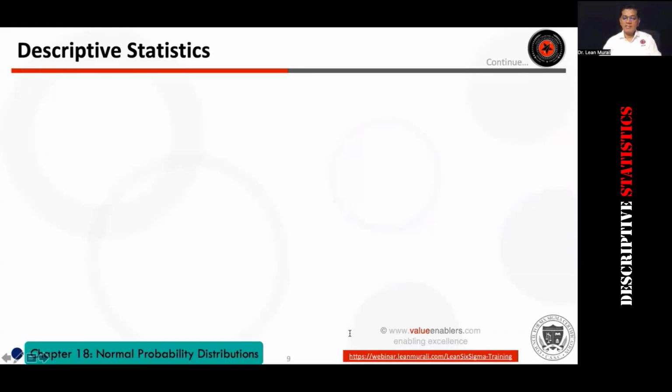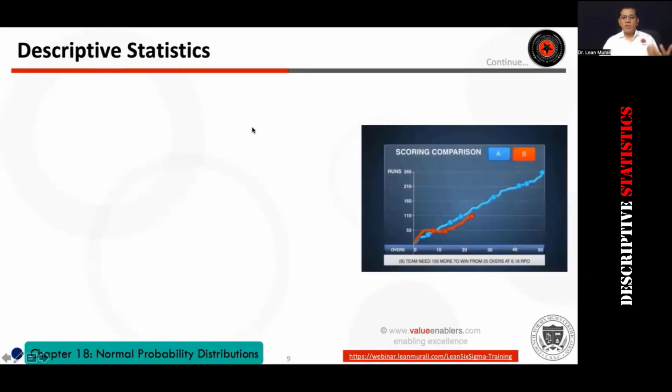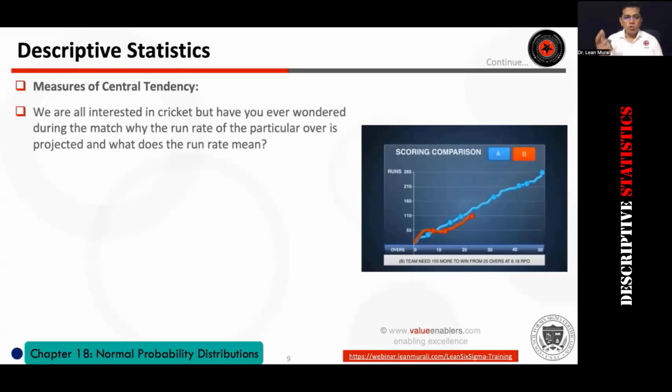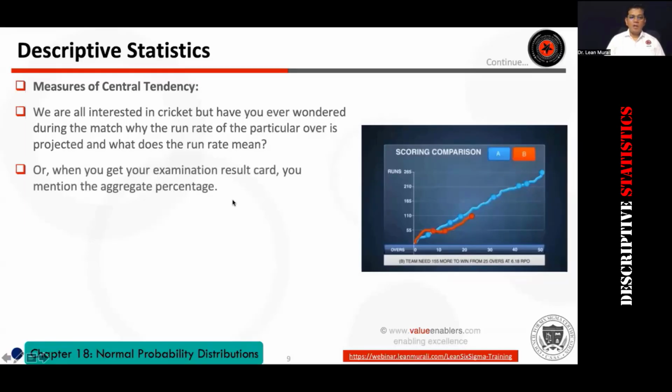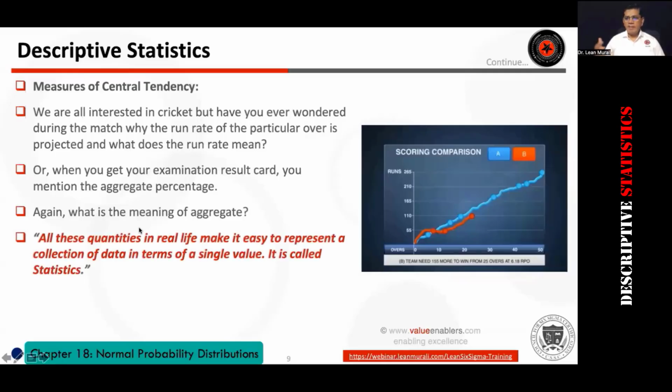This is on the lighter side. Now, many of you would have observed cricket scores. There's something called an average run rate. Every over, how many runs are scored, and total runs divided by number of overs, gives an average scorecard. Those who are interested in cricket would have wondered why the run rate of a particular over is projected. Or when you get an examination result card, you get the aggregate percentage. So you have to understand the meaning of aggregate and the meaning of average run rate, etc.